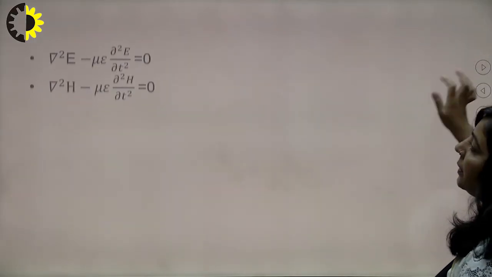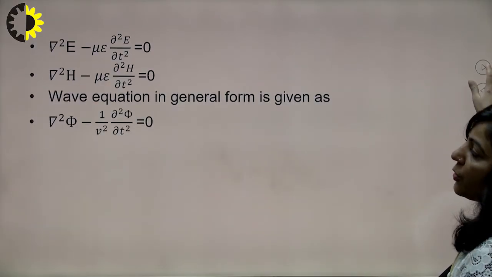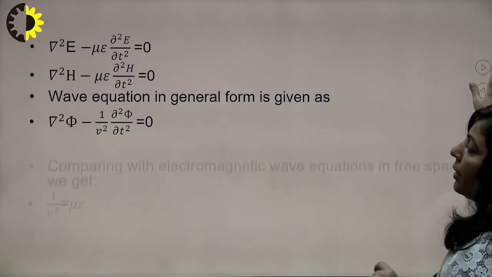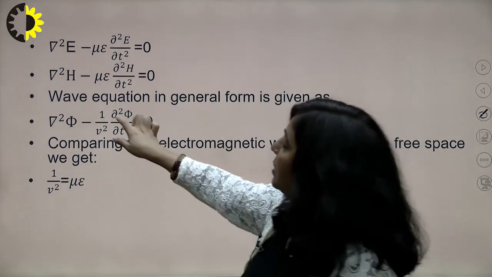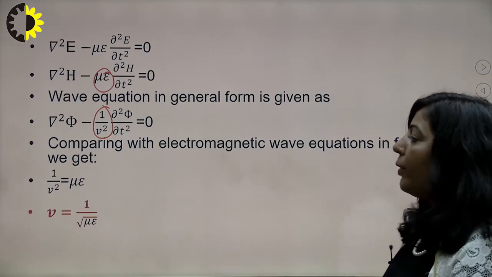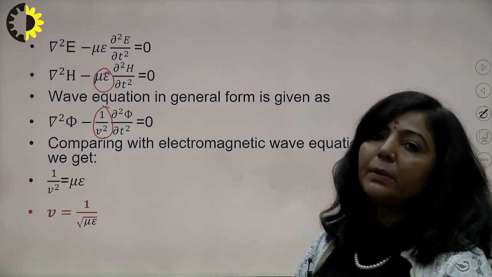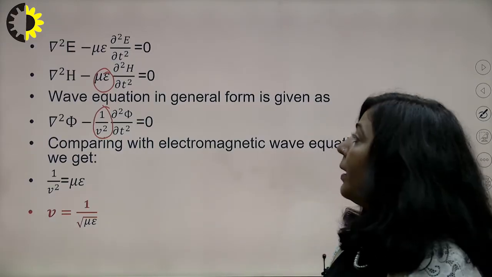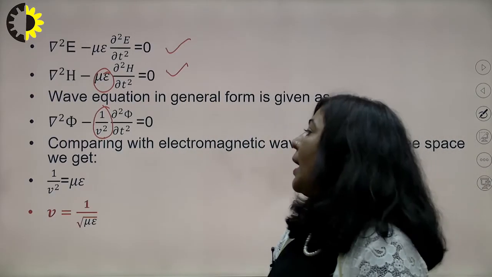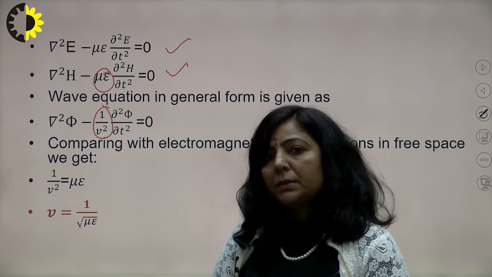These are the two electromagnetic wave equations, one in terms of E and another in terms of H. This is the general wave equation, and if you compare these two equations with the general equation, what is the conclusion? The conclusion is that 1 upon V square is mu into epsilon. So what is the value of V? It is equal to 1 upon under root mu epsilon. So for a non-conducting or dielectric medium having permeability mu and permittivity epsilon, you have these two second order partial differential equations which are your wave equations, and the velocity of the electromagnetic pulse in a non-conducting medium is equal to this, right?